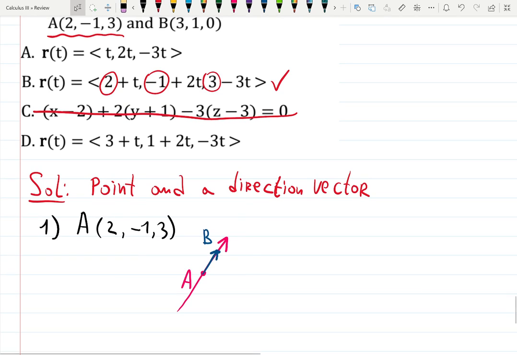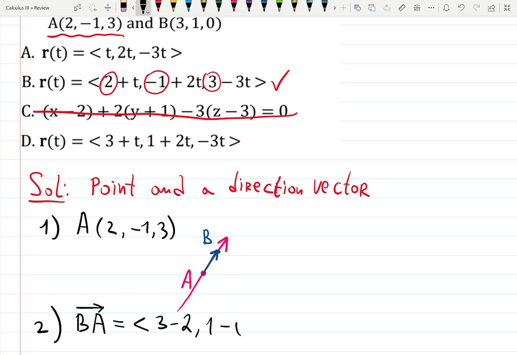Let's see. Step 2, BA is going to be a vector (3 minus 2, 1 minus negative 1, 0 minus 3), which is a vector (1, 2, -3).